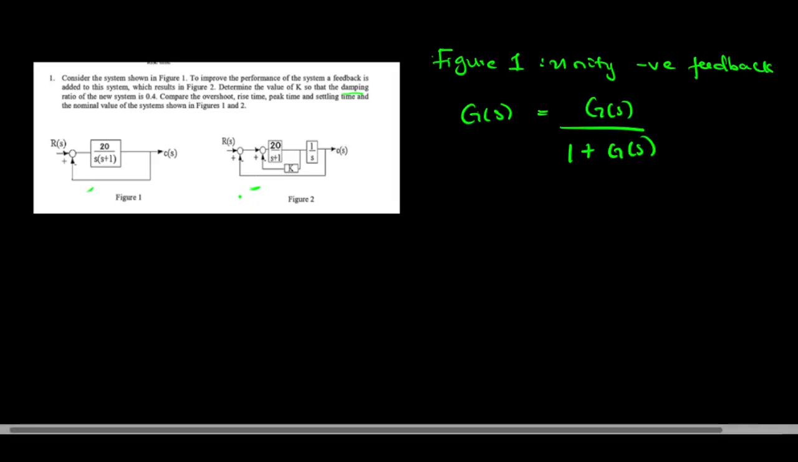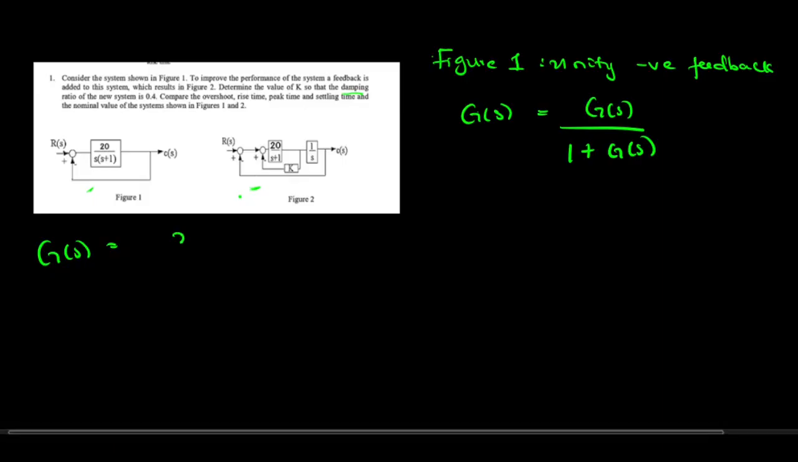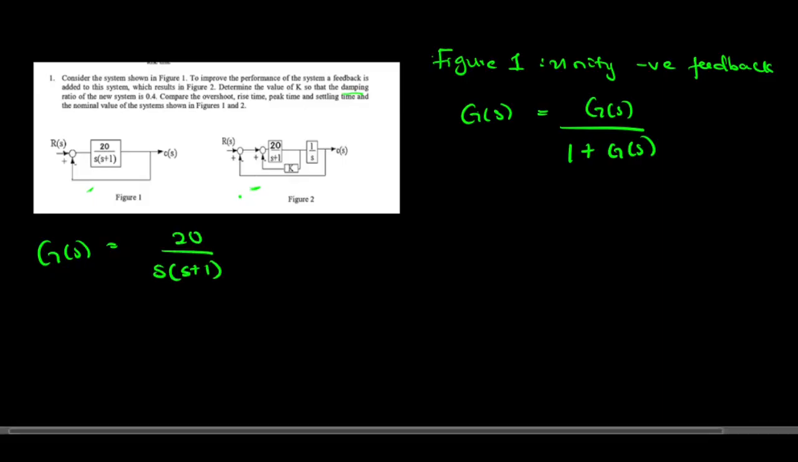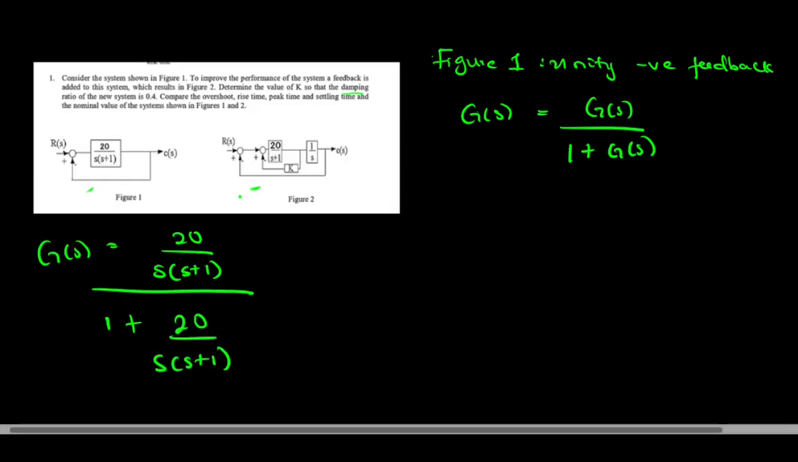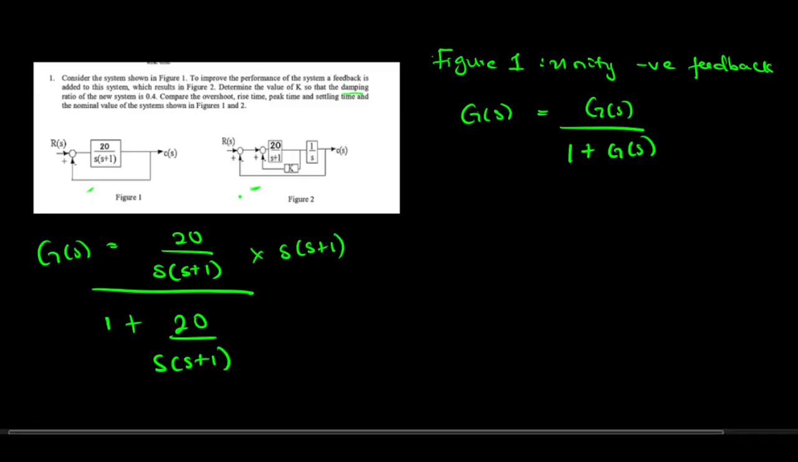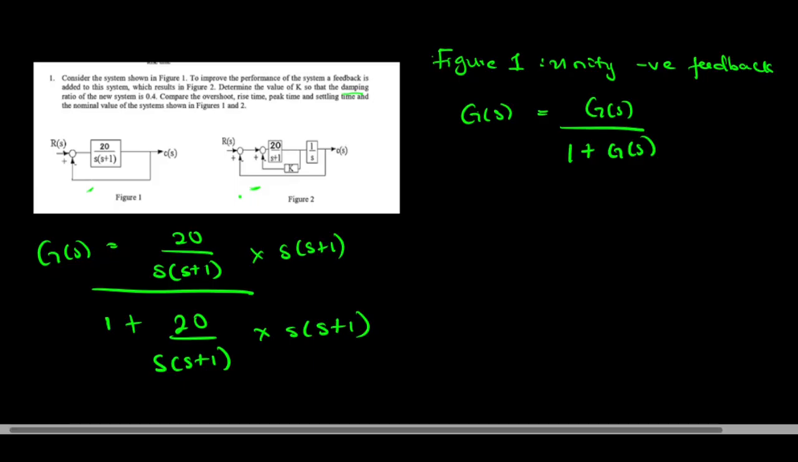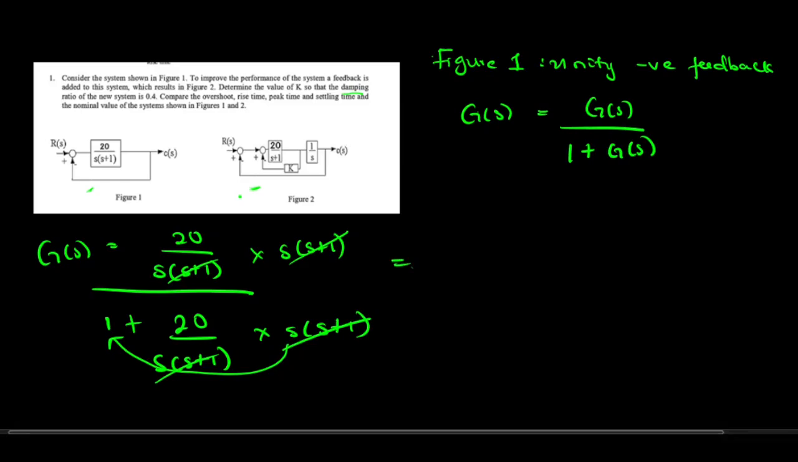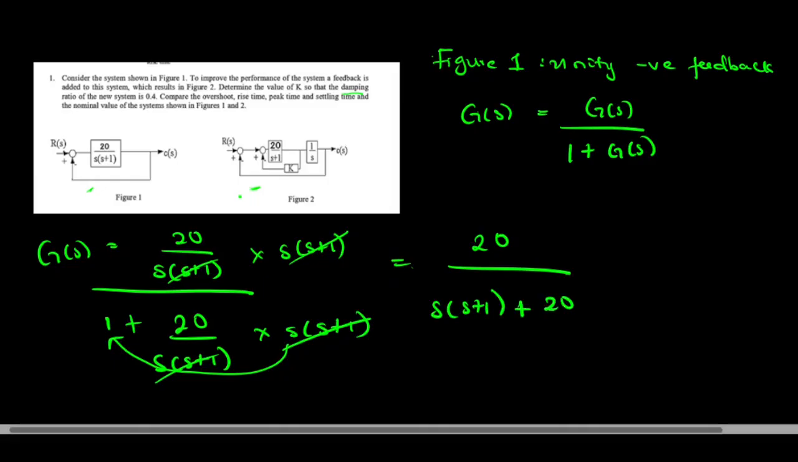So let's start. The first thing we need to do is obtain the transfer functions of both systems. For this one, this is a unity negative feedback, so we'll use this formula. In this case, G(s) is 20 over s plus 1, over 1 plus 20 over s plus 1. To make our life easier, we multiply the numerator and the denominator by s plus 1. This will cancel out, and this will multiply 1 to leave itself. So it becomes 20 over s plus 1 plus 20, and you can expand this.